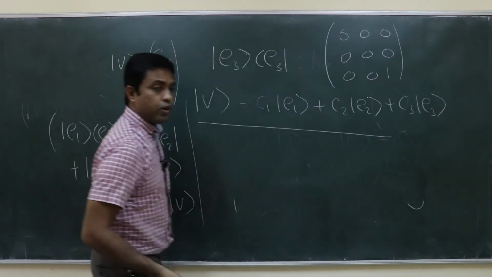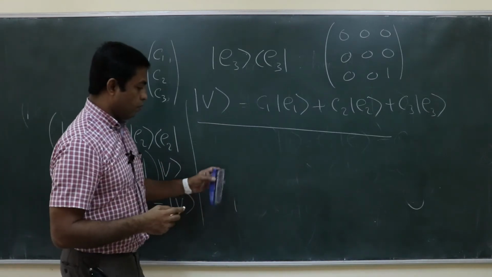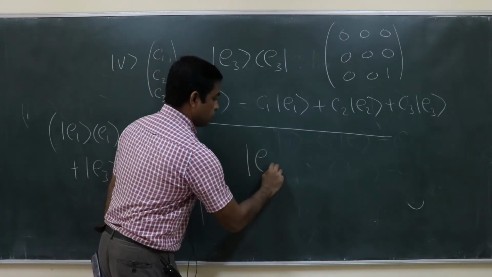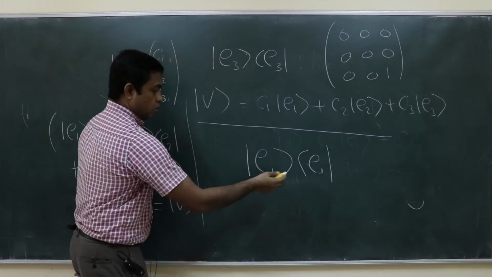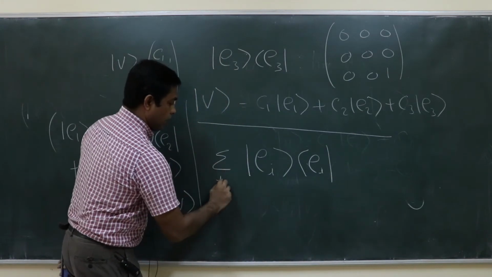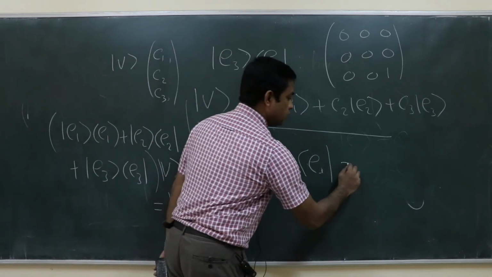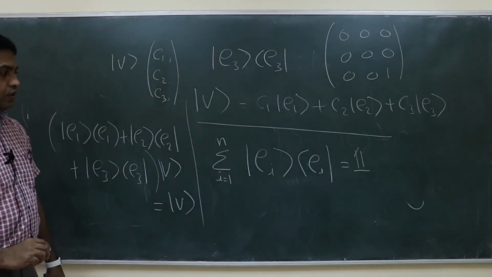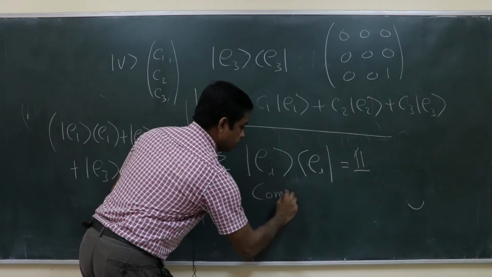One more thing about this orthonormal basis set. For any orthonormal basis set you take, if you do ket Ei bra Ei, with a summation over all i in the space you are talking about, this will be equal to the identity operator. This is called a completeness relation.